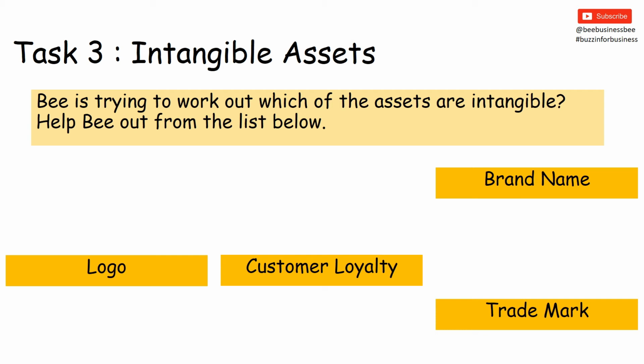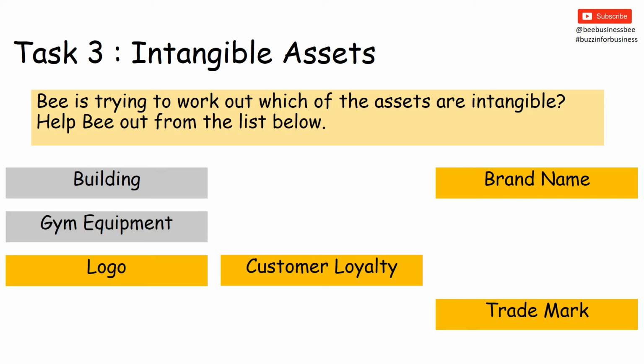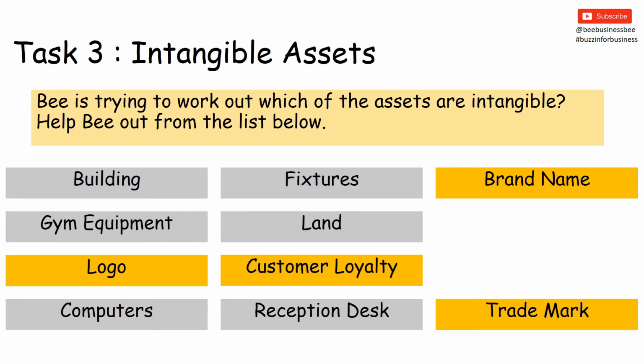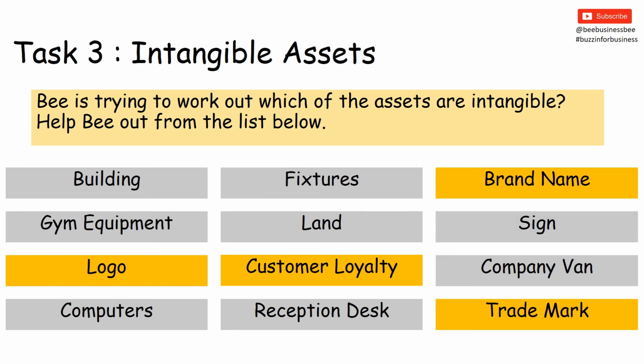It's an intangible asset. Now, the building, of course, you can touch, so that's not intangible. Gym equipment, the same. Computers are the same. Fixtures and fittings will be the same. Land will be the same. Reception desk will be the same. Your sign will be the same. And your company van will be the same. So you can see there, they're clearly not the intangible assets.